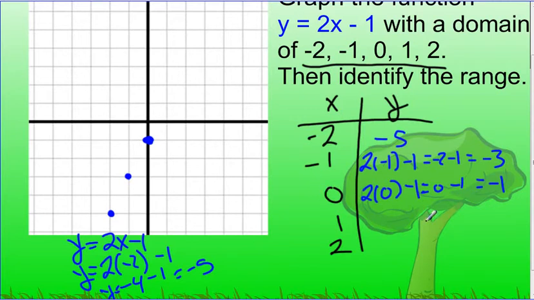All right. Now, I would like you to do these last two. So for positive 1 and positive 2, I want you to plug them into the function, find out the y value, and graph the 2 points. Pause the video, hit play when you're ready to continue.